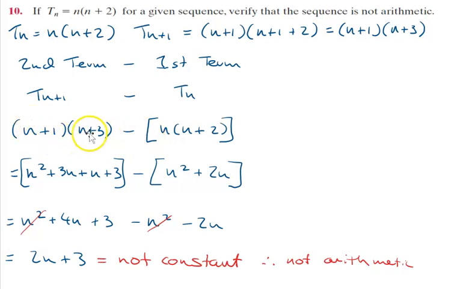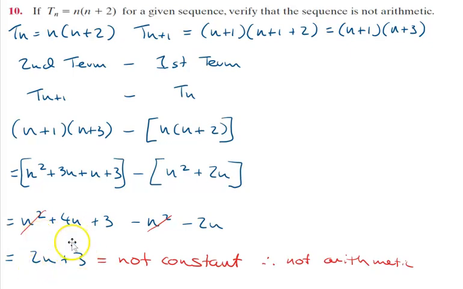So n plus 1 times n plus 3, multiply out the brackets and I get n squared plus 3n plus n plus 3. Bring down the minus, and then n by n is n squared, n by 2 is 2n. And then n squared plus 3n plus n plus 3 simplifies to n squared plus 4n plus 3. Minus times n squared is minus n squared. Minus times 2n is minus 2n. Then the n squared and the minus n squared will cancel. And 4n minus 2n is 2n. And we bring down the plus 3.